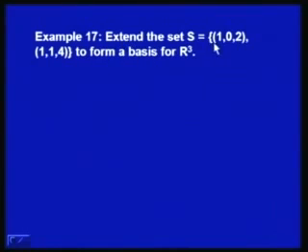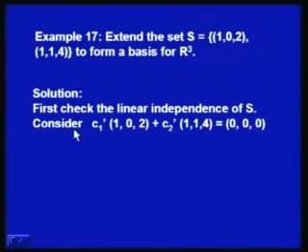Extend the set S to form a basis for R3. You can notice that R3 is 3-dimensional. Why is it 3-dimensional? Because in one of my earlier examples I considered a natural basis for R3 which consists of 3 vectors. There may be a number of bases for R3, but each basis will have 3 vectors. Now, we have a set S which consists of only 2 vectors. If these 2 vectors are linearly independent, then we have to add one more vector from R3 so that this forms a basis. So, this is how the solution works.